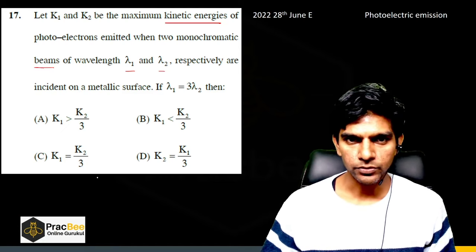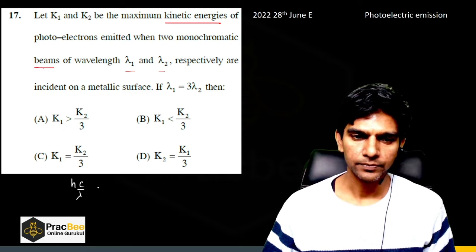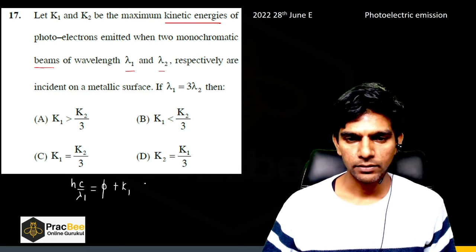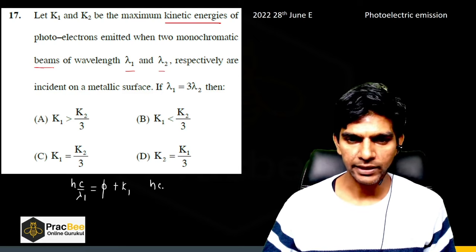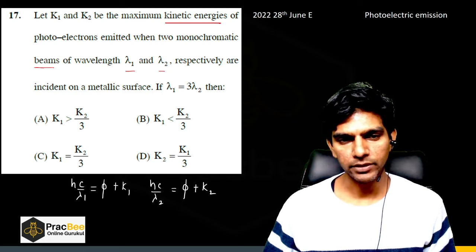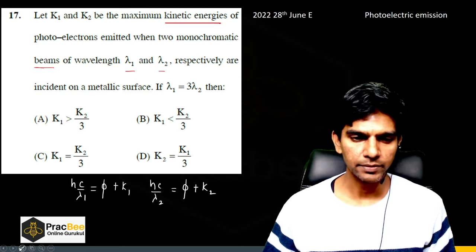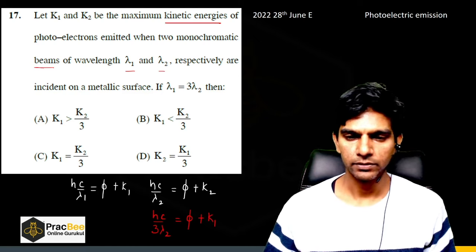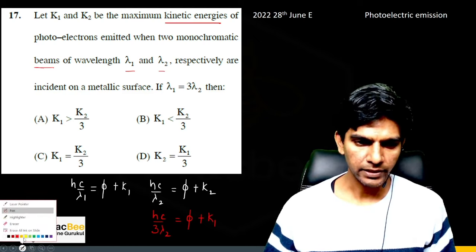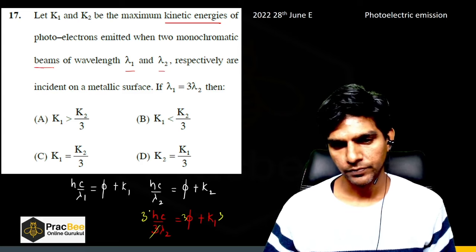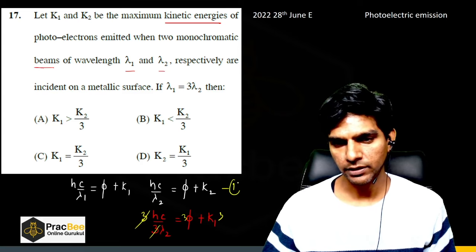So first for the photons of wavelength lambda 1, so we can say hc by lambda 1 equals phi plus K1, and for the second case it will be hc by lambda 2 equals phi plus K2. And we have given lambda 1 is 3 times lambda 2. So we can write hc upon 3 times lambda 2 equals phi plus K1. Okay, right. So now let us multiply this equation with 3 so that we can eliminate 3. And this is first equation and this is second equation.